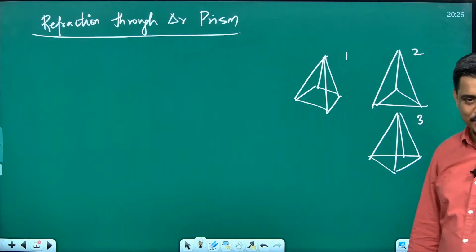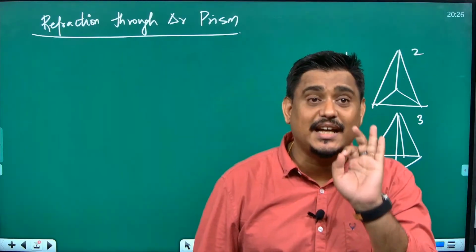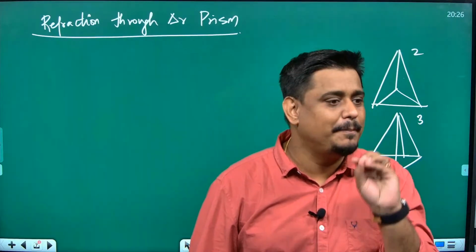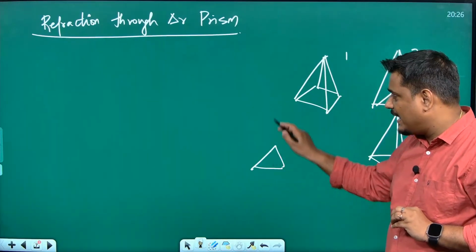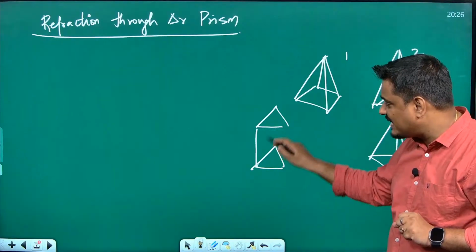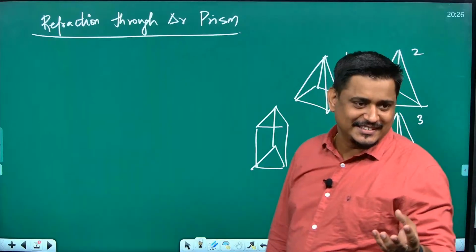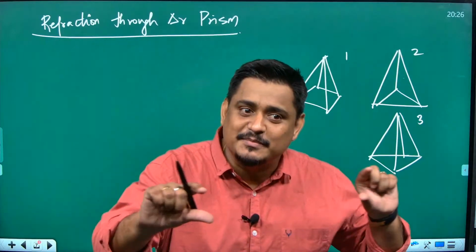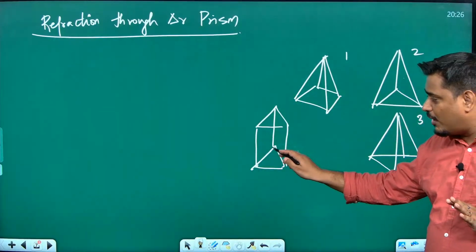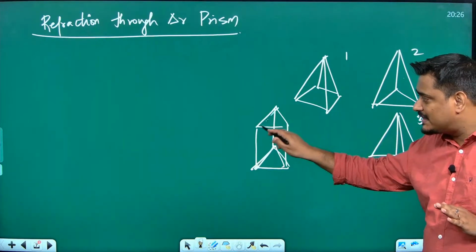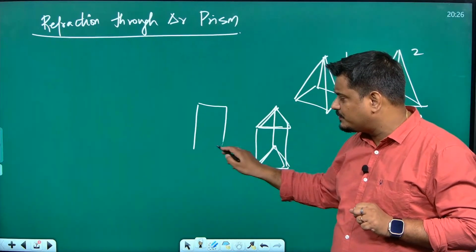I'll come to you. Understand what is the meaning of prism. Everybody please pay attention. Understand what is prism first. Prism should have its base and the top the same. One chocolate is there, Toblerone or something like that. That is the prism. Prism means whatever shape is there in the bottom, the same shape will be there in the top. Even a cuboid is a prism.